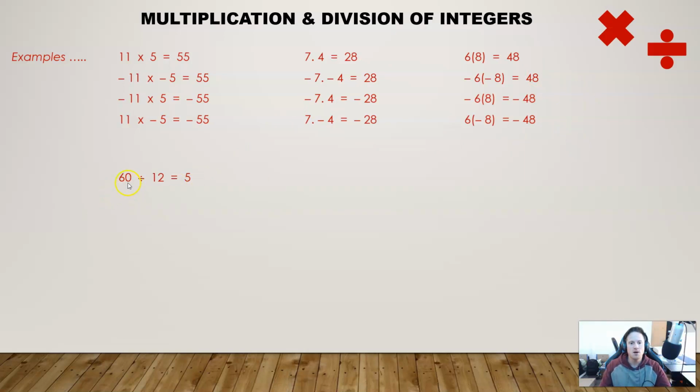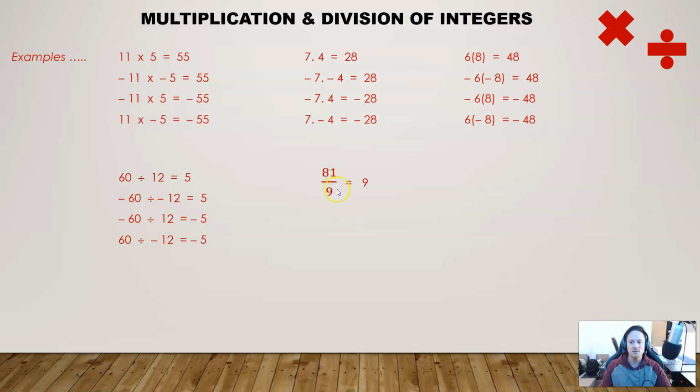Division: positive divided by positive is going to be positive. Negative divided by negative is going to be positive. If the signs are the same, the answer is going to be positive. And if the signs are different, the answer is going to be negative. So basically you're ignoring the signs, you're just doing 60 divided by 12, and then you're looking at the signs. Are they different? Negative. Are they the same? Positive.